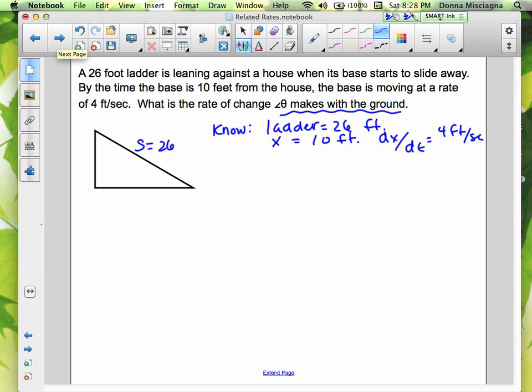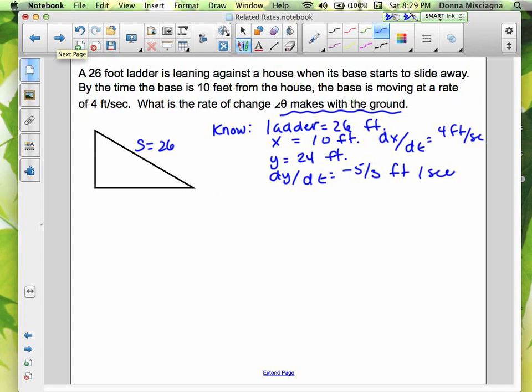And you still know everything you solved for in the last problem. Those don't change. If we use the Pythagorean theorem and solve for y, we get the same answer. So we also know that y is 24 feet. We don't know that from this problem, but we know it from the last problem, and it's still the same scenario here. We solve for dy/dt, and that's negative 5/3 feet per second, because we'll probably need these things.